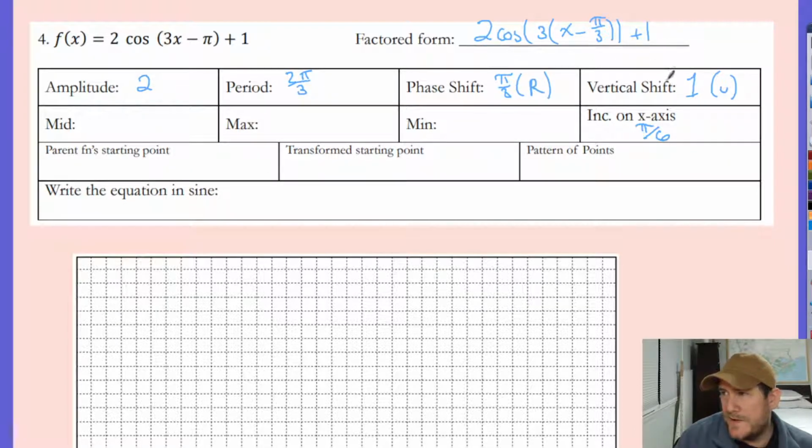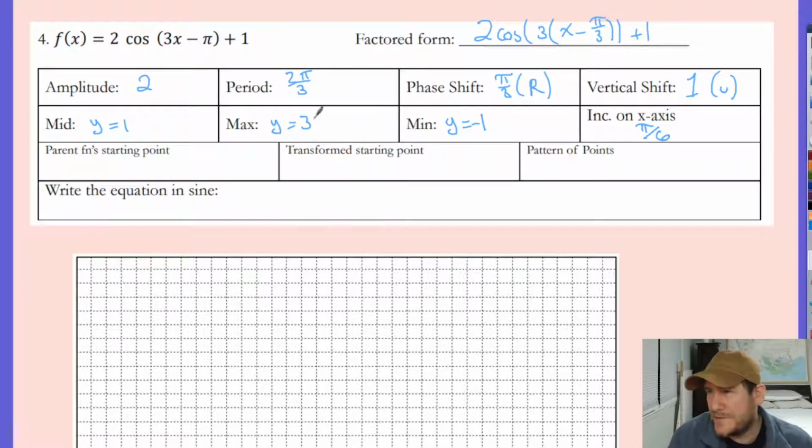So that means our midline will be at the vertical shift, which is y equals 1. Then we're going up and down by 2. Y equals 3, y equals -1. I think we've seen exactly those values already. I honestly don't care about anything else. I don't even care about this max midline min thing. But yeah, I'll keep going.